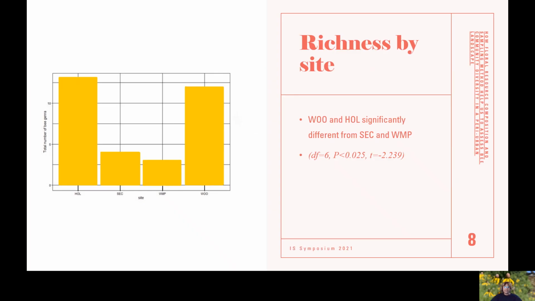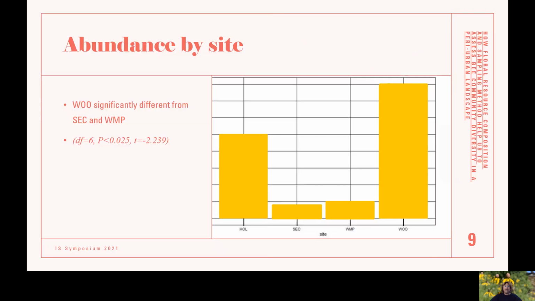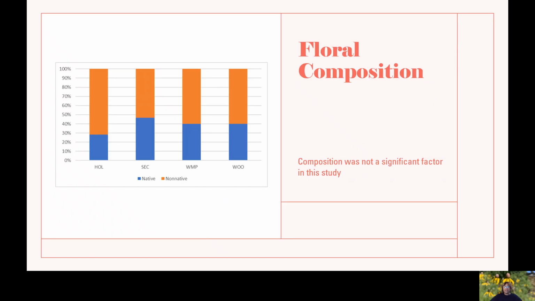So as we can look at some of my statistics here, richness by site, both the Worcester and Holden Arboretum sites did significantly better than the Seacrest and Worcester Memorial Park sites. As for abundance by site, we see Worcester significantly doing better than both Seacrest and Worcester Memorial, with Holden Arboretum falling right in the middle between those 2 sections. And of course, floral composition actually did not play a significant factor in my study as I had suspected. All the sites had similar percentage composition of both native and non-native plants, and it really did not make a difference in what kind of diversity I was seeing.